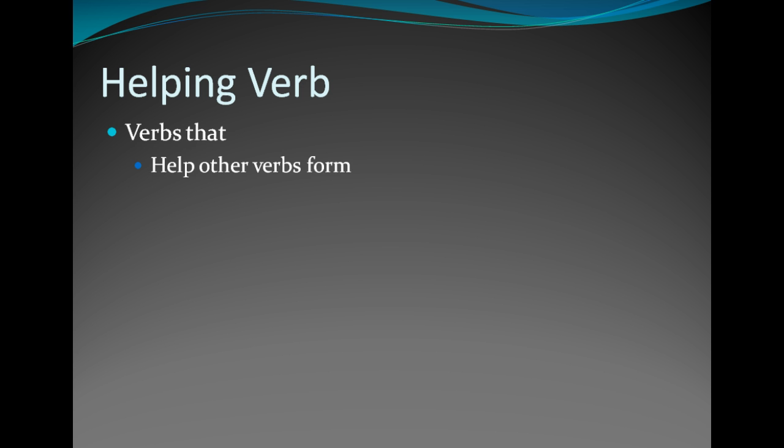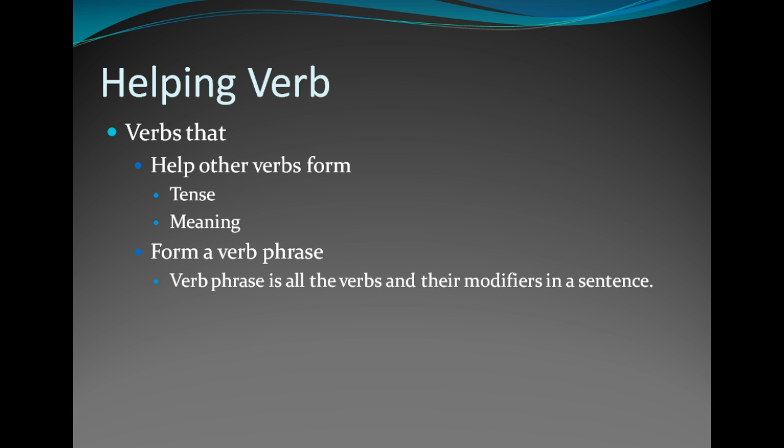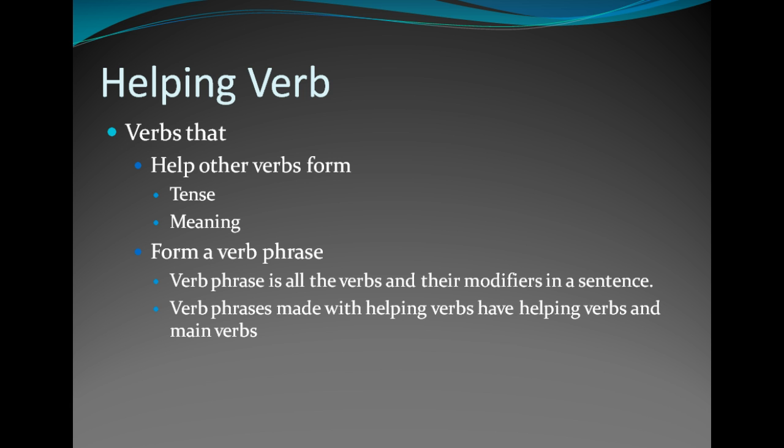You also have helping verbs. These are verbs that help other verbs form tense and meaning. They form a verb phrase, and a verb phrase is all the verbs and their modifiers that are found in a single sentence. Verb phrases that are made with helping verbs have both helping verbs and main verbs. And the main verb is the one that shows the action or state of being going on in the sentence.